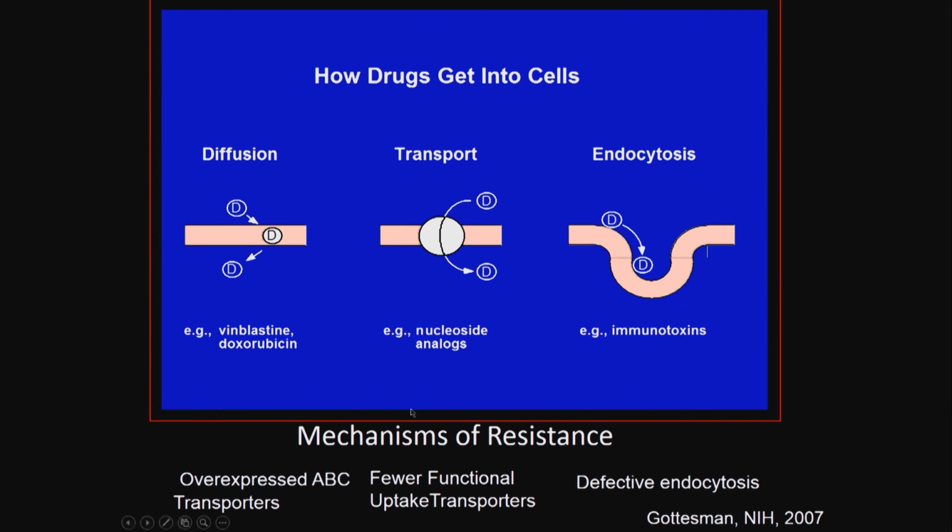This picture is taken from the reference given. We will continue more on this topic of PGB efflux pump transporters, and how they play an important role in the resistance acquired by cells, and how we need to design drugs to escape these PGB efflux transporters.